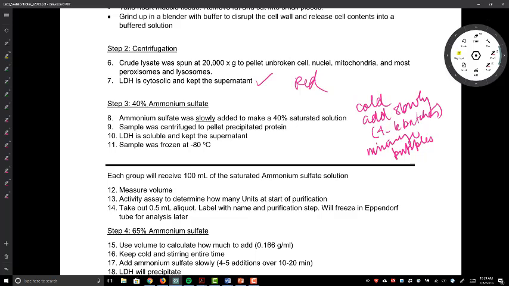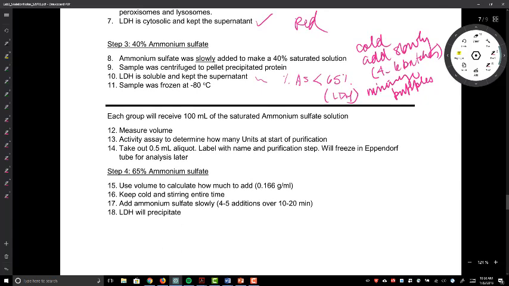So again, after this, the sample was centrifuged to separate the aggregated protein pellet from the supernatant. At this point, the percent ammonium sulfate is less than 65%, which is LDH. So LDH is still soluble, so it's in the supernatant, which is kept. We'll dispose of the pellet, and then that sample was frozen at -80 until it was time for you guys to use it. This black bar means it's time for lab. And so what happens at the beginning of lab, you're going to be given 100 mils of the saturated ammonium sulfate solution.